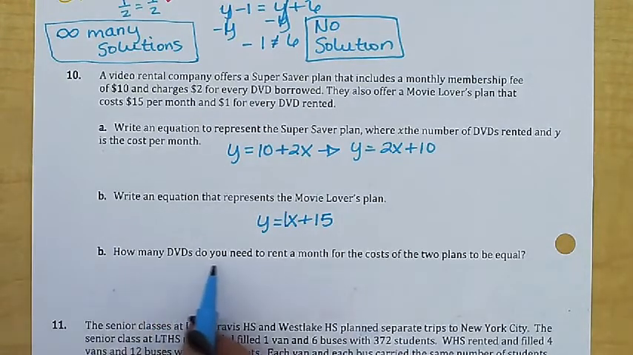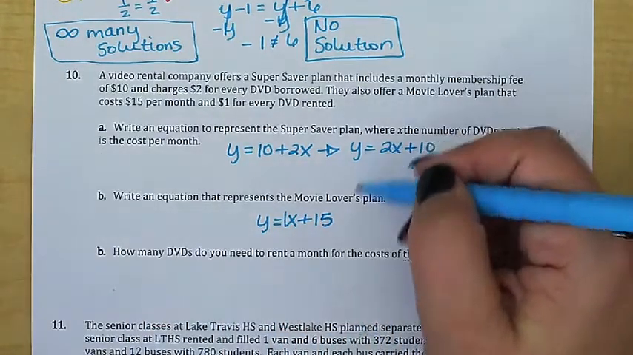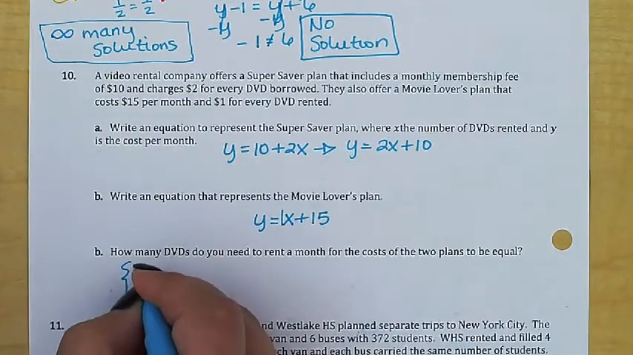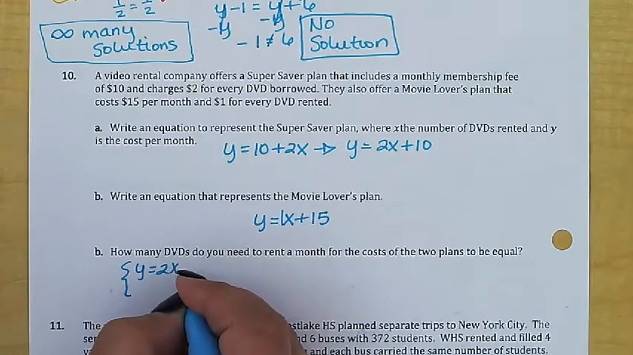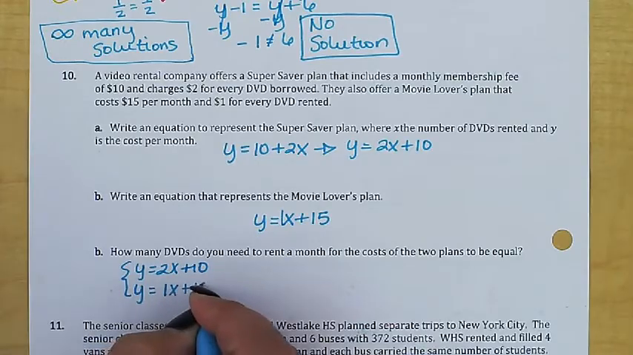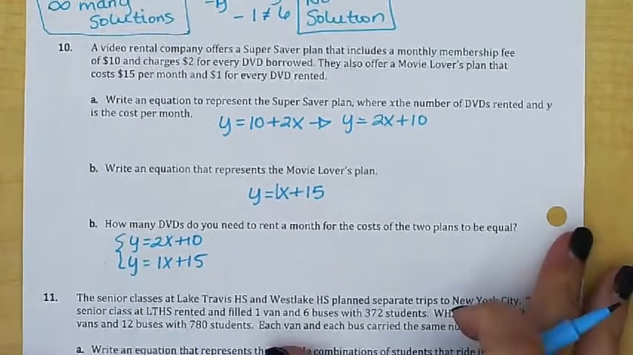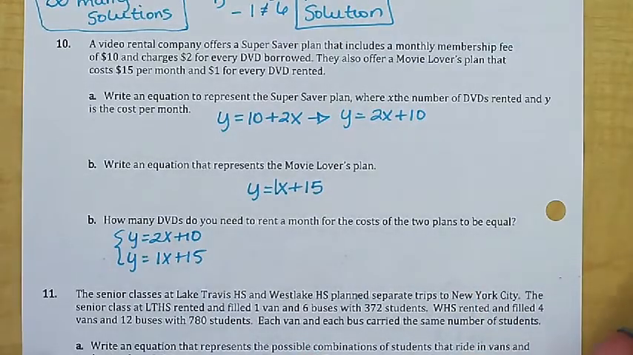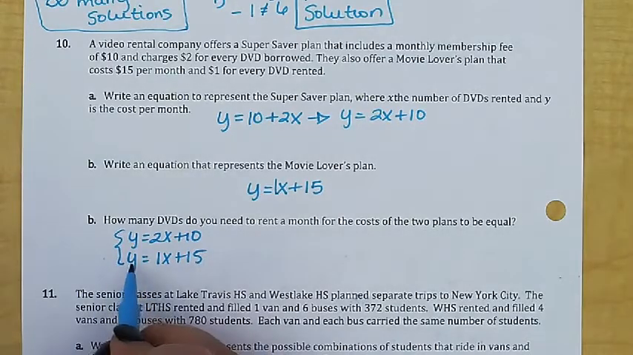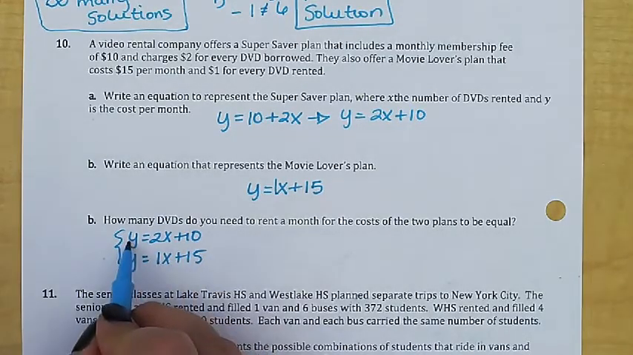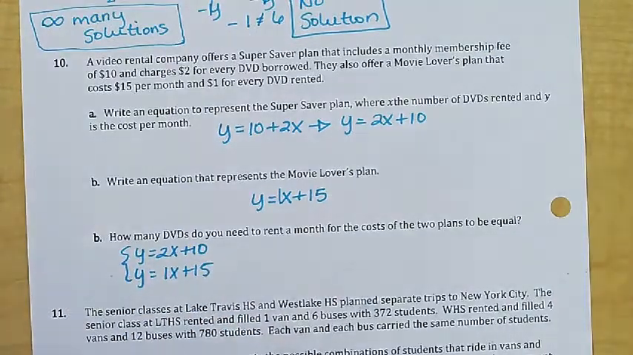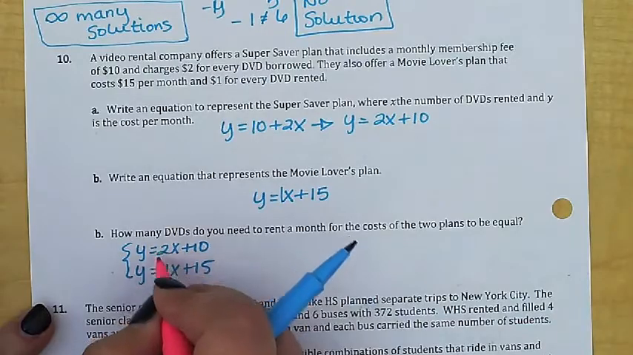Then they want to know, well, how many DVDs do you need to rent each month so that these guys are equal to each other, right? So it's basically solving the system. When is this plan the same as this plan, right? We're just solving the system. And in this case, we're going to use substitution for good practice. Now, I have 2 isolated variables, so it doesn't really matter which one you pick. If I have this y by itself, then I can take this expression and drop it in there. Or if this y is by itself, I can drop it in there. It's up to you. Basically, we're going to set them equal to each other is really what's going to happen here.